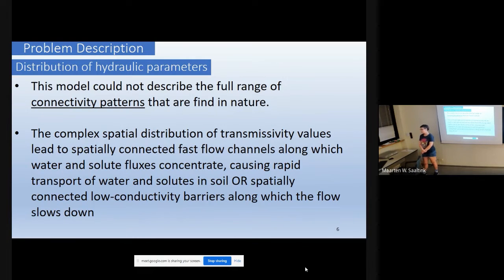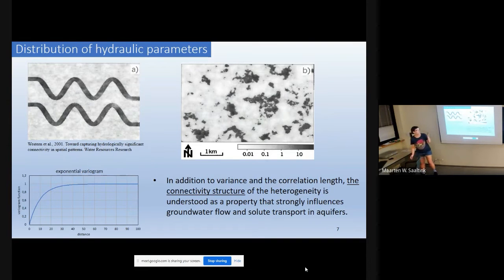The complex spatial distribution of transmissivity values leads to spatially connected fast flow channels, along which water and solute fluxes concentrate, causing rapid transport of water and solids in soil, or spatially connected low conductivity barriers along which the flow slows down. Here we see an example, and these are transmissivity fields. They share the same variance and correlation length, but the connectivity structure, as we can see, is very different. So in addition to variance and correlation length, the connectivity structure of the heterogeneity is understood as a property that strongly influences groundwater flow and solute transport.